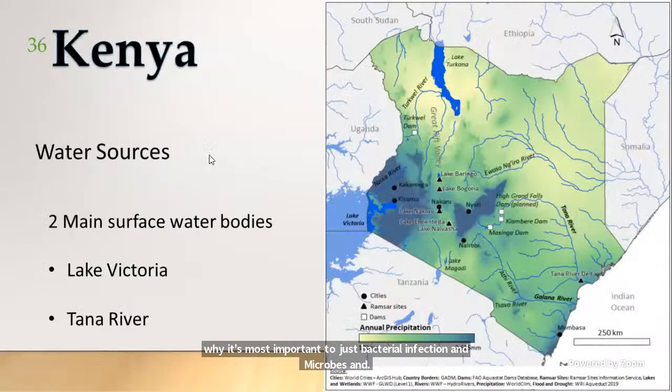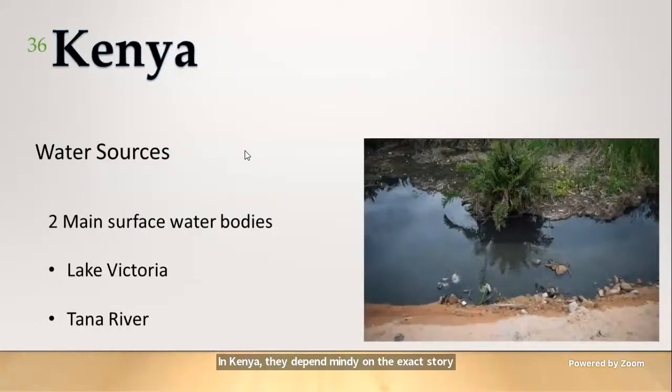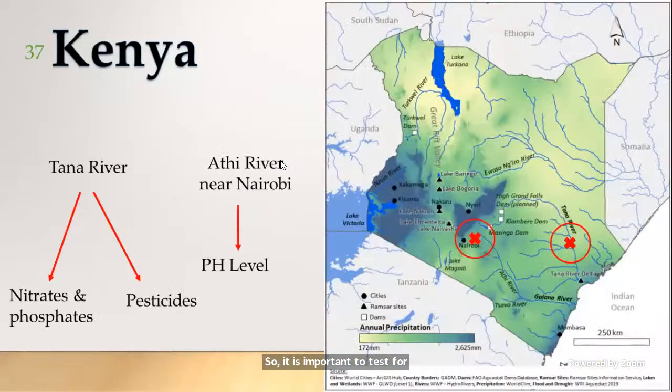In Kenya, they depend mainly on Lake Victoria and Tana River. They suffer mainly from polluted agricultural runoff, sewage, and wastes from industries, beside that there is some mining in some locations. So it is important to test for nitrates, phosphates, pesticides, and pH levels.